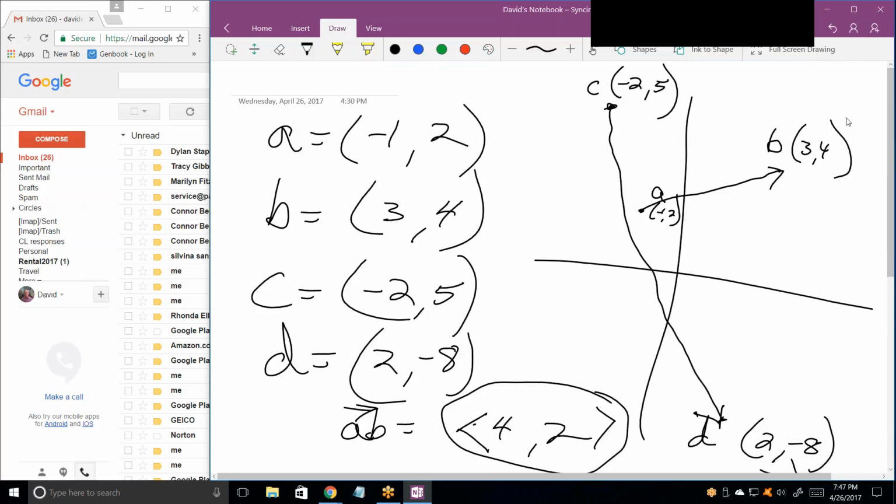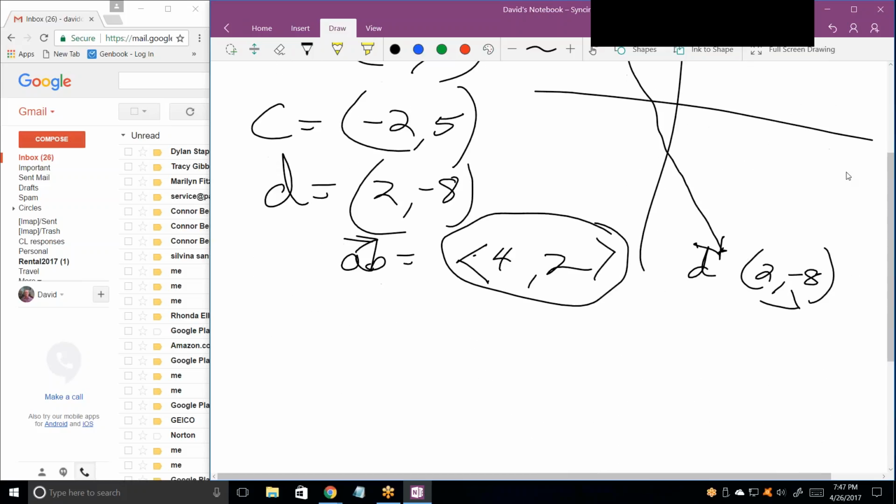Okay, what do they want to know? It says compute the following, and it says the absolute value of AB. So that means find the magnitude, right? Yeah, that doesn't really mean absolute value. It's another case in math where symbols can have duplicate meanings.